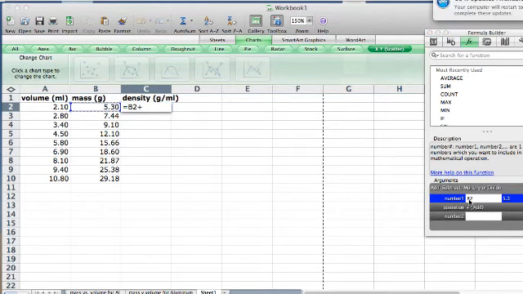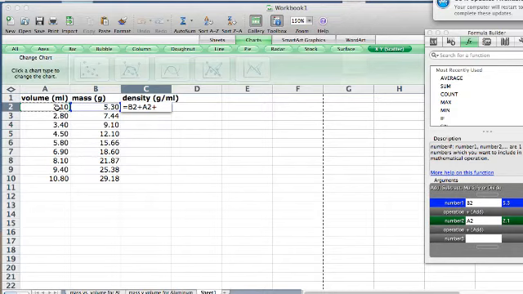And under number 1 in the box, I don't get the number. Well, I do. It's right there. But I get the cell. Okay, cell B2. Cell B2. And then my next number is what I'm dividing by. And this is A2. We see a cell A2 right here.